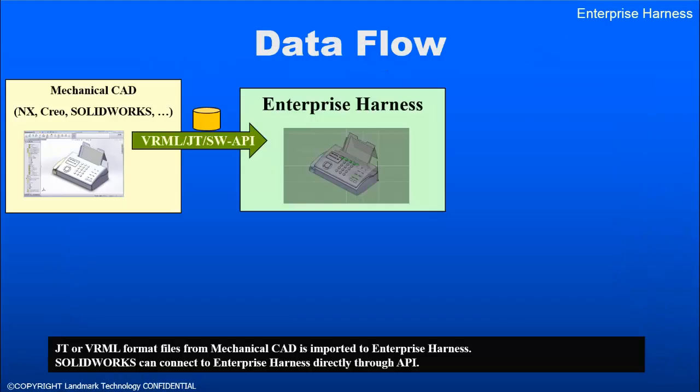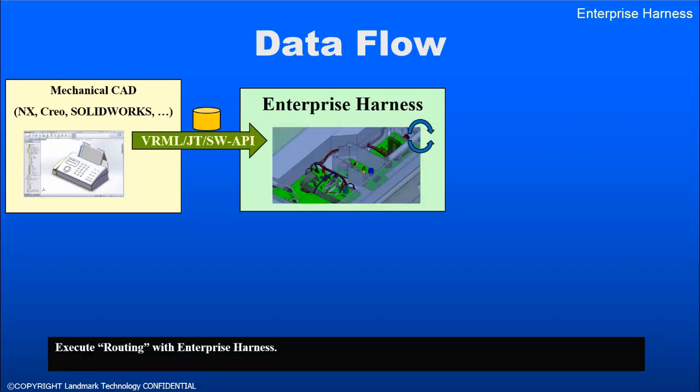This slide introduces the data flow in mechanical CAD, electrical CAD, and Enterprise Harness. To begin, a JT or VRML file is generated from mechanical CAD, and a mechanical model is imported into Enterprise Harness. When the mechanical CAD used is SolidWorks, you can directly import the mechanical model into Enterprise Harness through API. In Enterprise Harness, you create a cable design on the imported mechanical model.